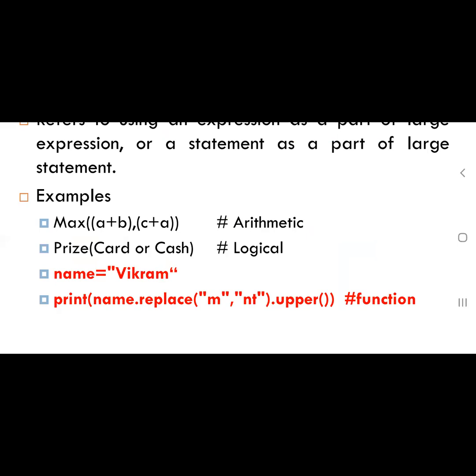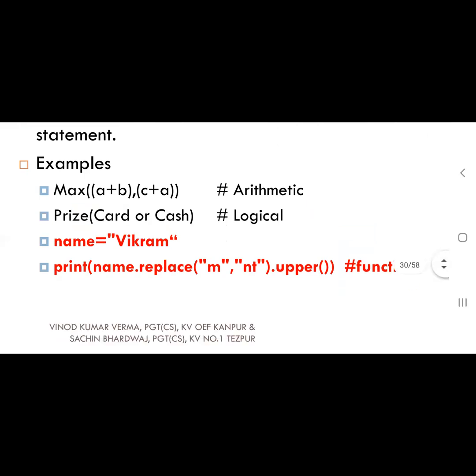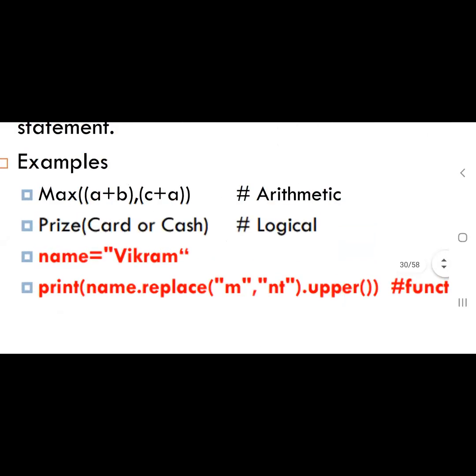Okay, I will solve this problem, then I will send it to you in the WhatsApp group. So you can see this example. Do you understand? Here we have to print two statements. One is replace. Another one, on the second line, we need to print upper. That is the name dot upper function.